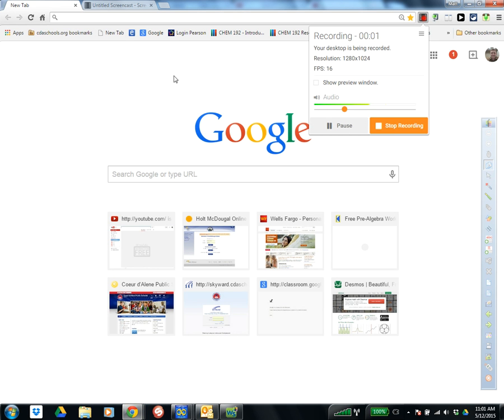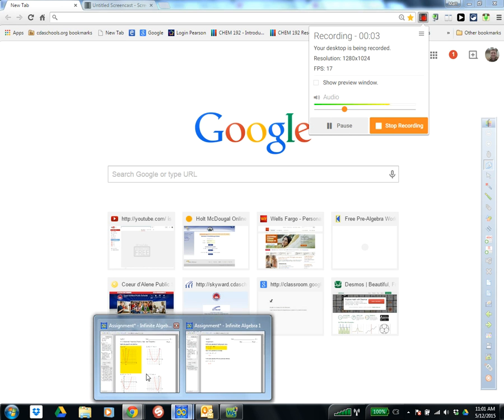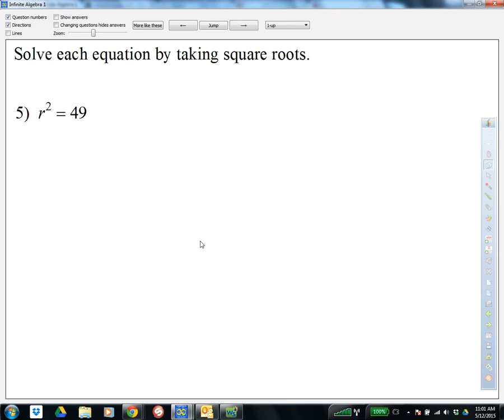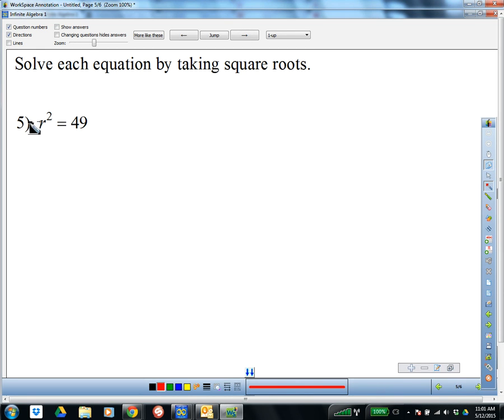Okay, we're going to do our next set of problems. Next set looks just like this. So we're going to start on number 5 on this one. And we're going to square root each side. So square root here, square root here. Notice it says solve by taking the square roots.